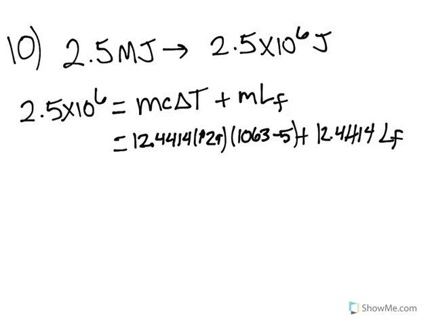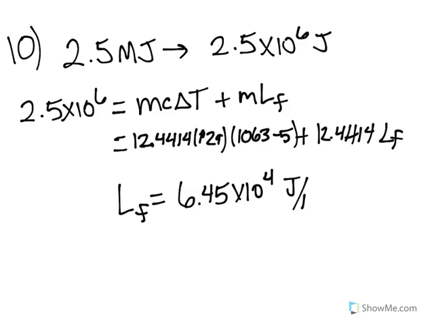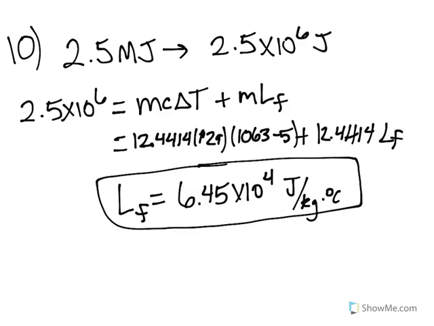And so when I do the math and I solve for my latent heat of fusion, you should get somewhere around 6.45 times 10 to the 4th joules per kilogram times degrees Celsius. And that's actually wrong. It's not times degrees Celsius. It's just joules per kilogram.